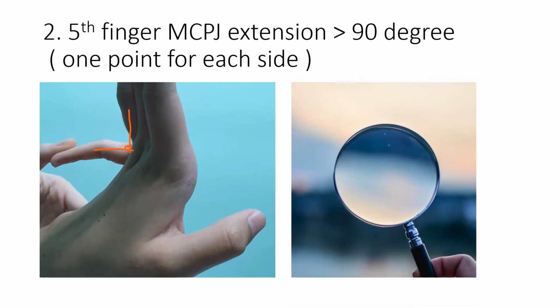For number 2, the fifth finger metacarpophalangeal joint, MCPJ, extension more than 90 degree, we give 1 point for each side. The finding would be that the little finger or the fifth finger is passively dorsiflexed beyond the 90 degree. If the little finger or the fifth finger is able to be dorsiflexed beyond the 90 degree, I will give 1 point. If less than 90 degree, 0 point will be given.